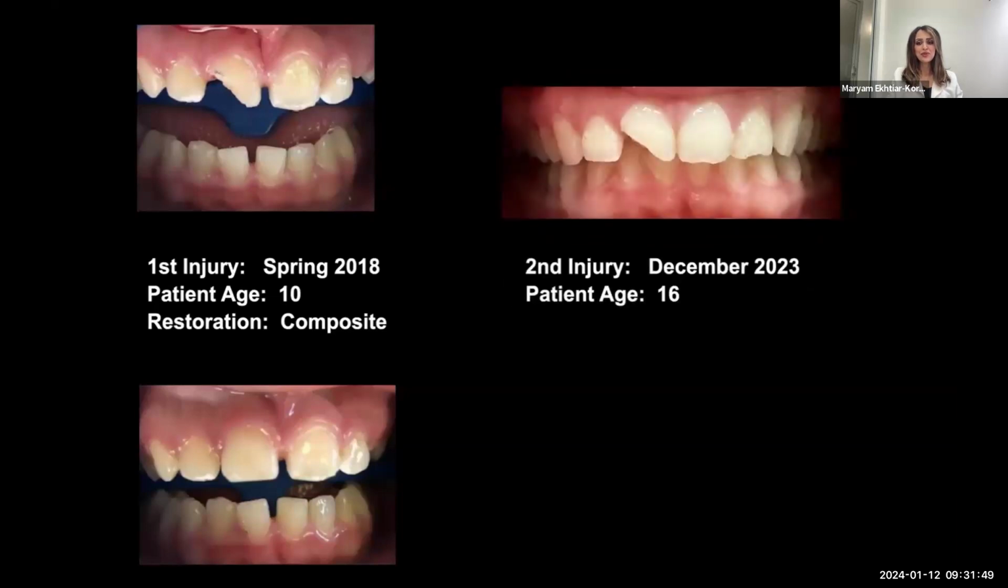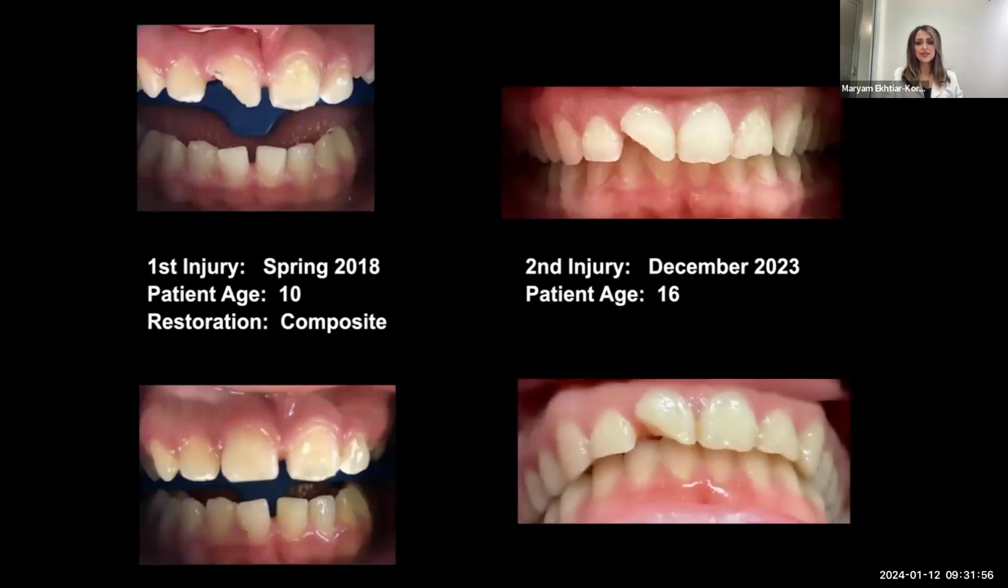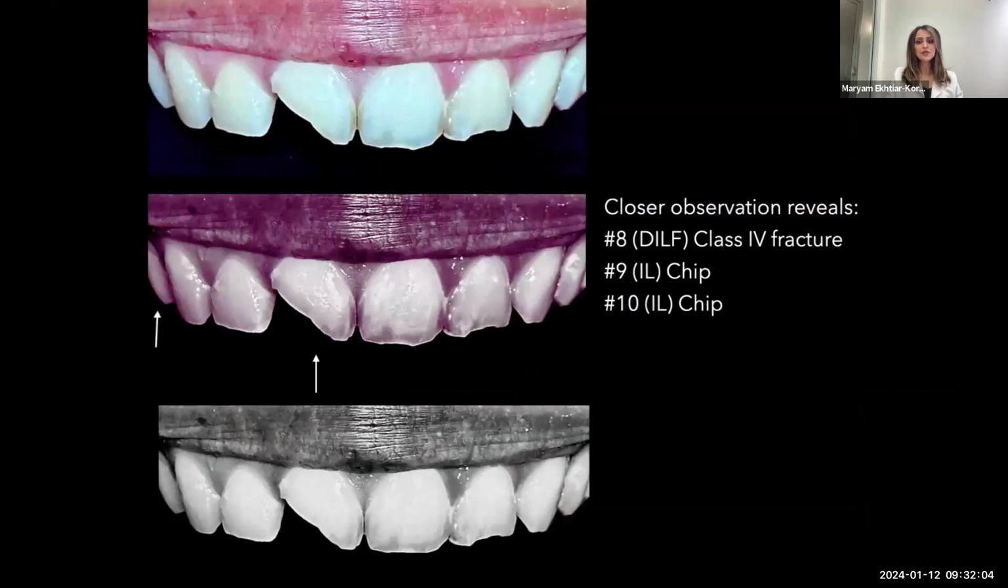A month ago, in December, she chipped the tooth again and only left a smidge of my composite from 2018. Closer observation reveals that number 9 as well as number 10 also have incisal-lingual chips, in addition to the class 4 fracture on number 8.